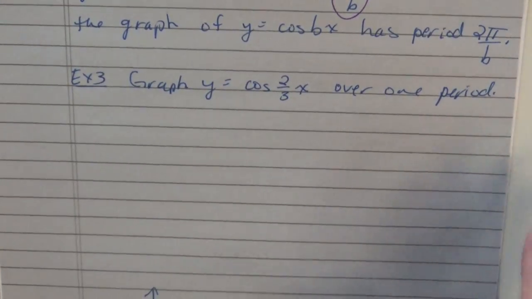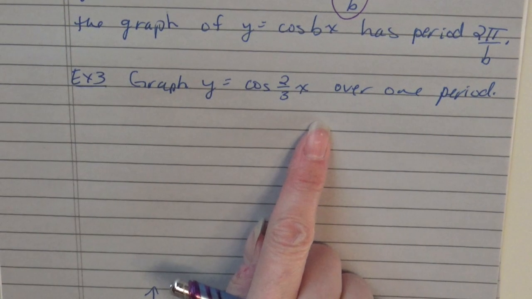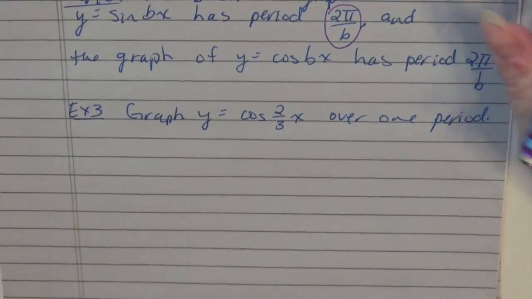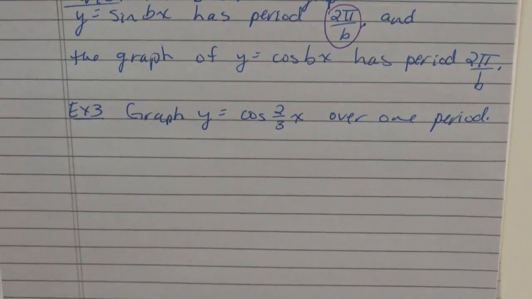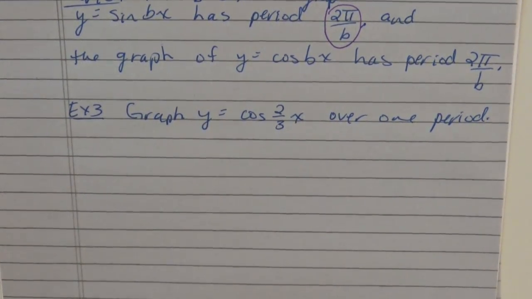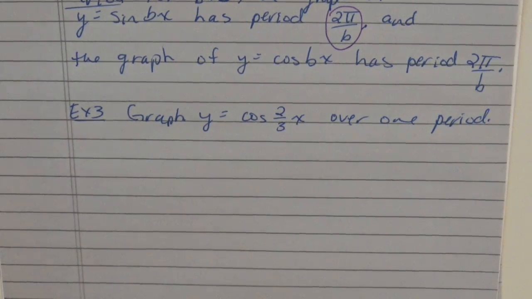Okay, in example 3, we're asked to graph y equals cosine of 2/3 x over 1 period. So the first question we ask ourselves is, what is the period going to be? We need to know what the period is so that we can label our x-axis correctly. We need to know what values to put in for x. So we need to determine our period first.